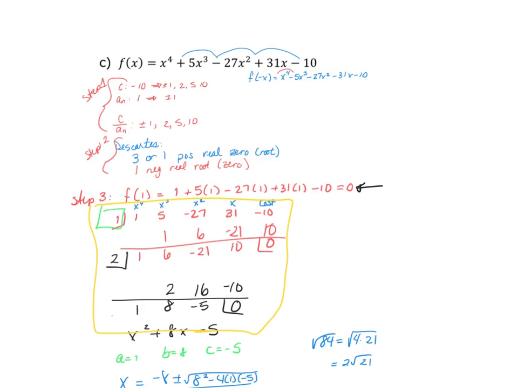So I would have started out doing my f of 1, and then I would have done f of 2, see if it worked, and then f of 5 to see if it worked, if 2 didn't, right? I would have started out that way. And then once I found 2 of them, then I would have done the synthetic twice.